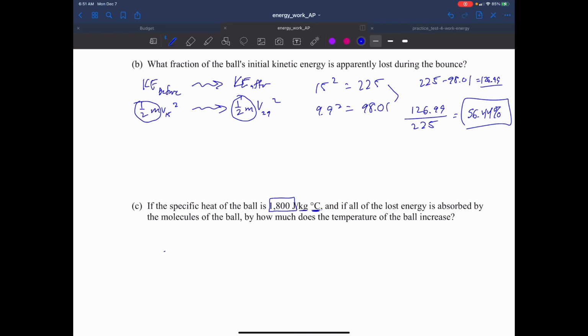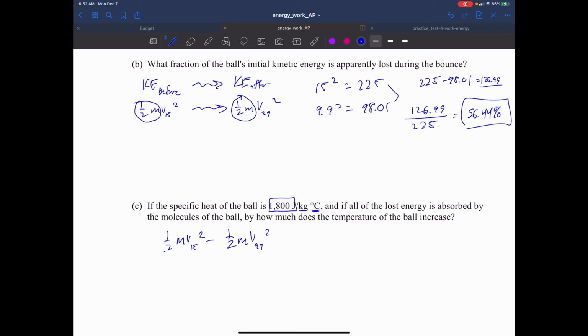So for every kilogram of substance you have, you need an additional 1,800 joules to raise the temperature 1 degree Celsius. Notice that the degrees that this object will increase its temperature is proportional to the mass, and so is the kinetic energy. So what we're going to think about here is just this idea for a moment, that the amount of kinetic energy lost is really going to be this.